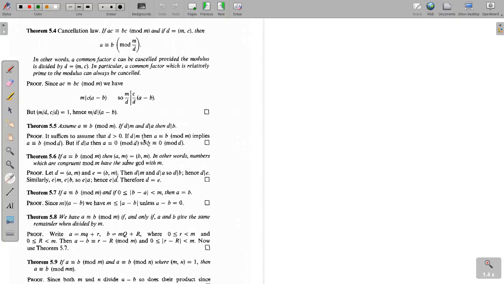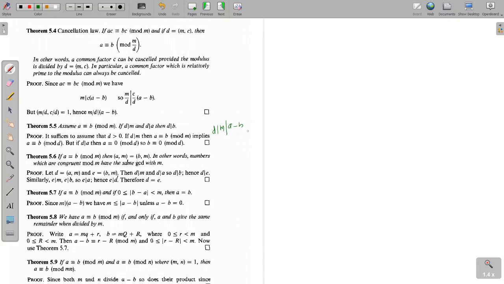If D divides M, then A is congruent to B mod M implies that A is congruent to B mod D. That means A minus B is a multiple of M, that is M divides A minus B, and this D divides M, so D divides A minus B. So you can get A is congruent to B mod D. That we have already seen in the previous part of chapter 5.